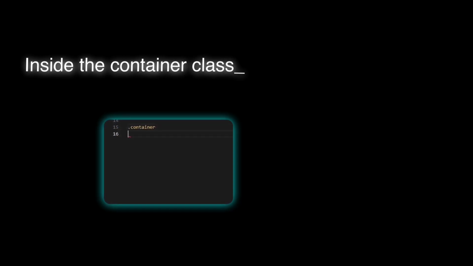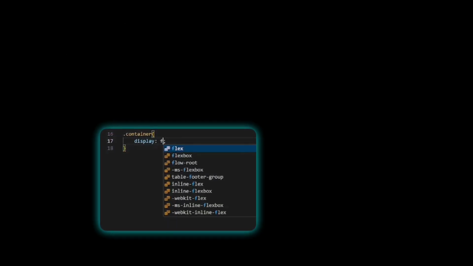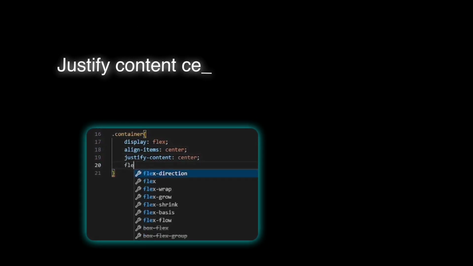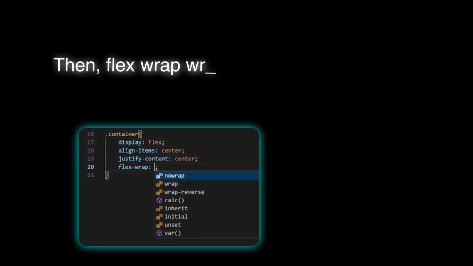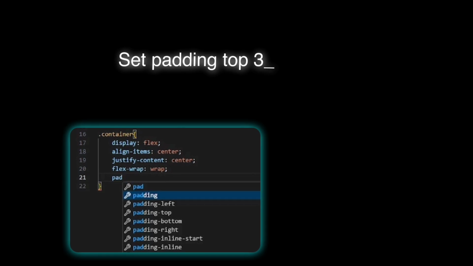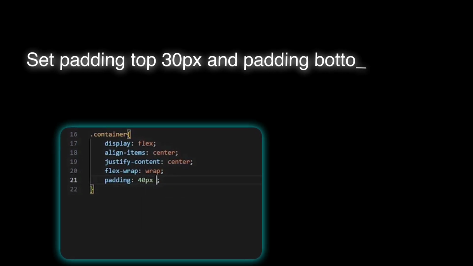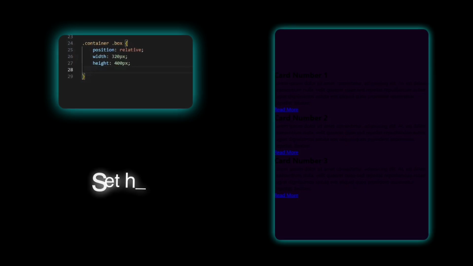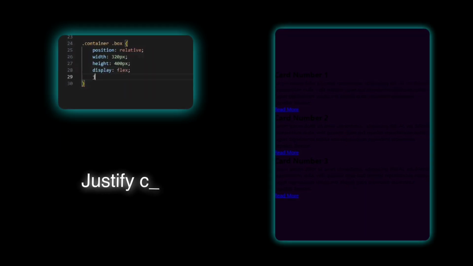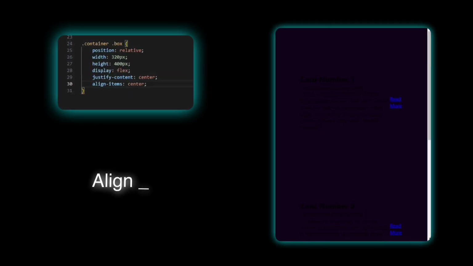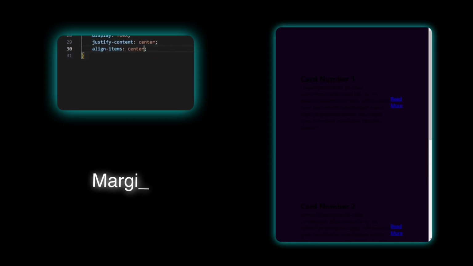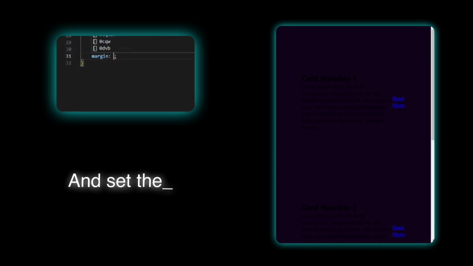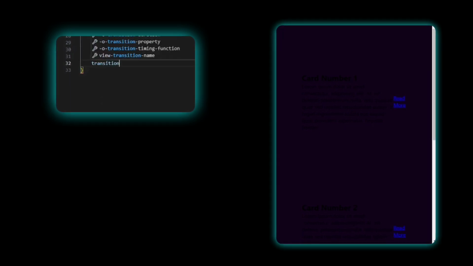Inside the container class, set display flex, align items center, justify content center, then flex wrap. Set padding top 30px and padding bottom 0. Set position to relative, set width, set height, display flex, justify content center, align items center, margin top 40px, margin bottom 30px, and set the transition to 0.5 seconds.